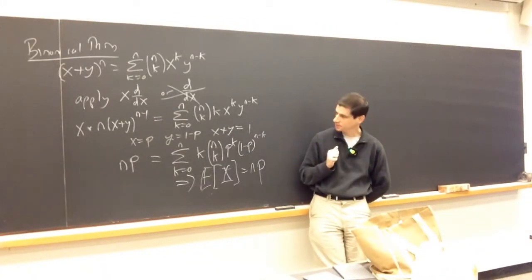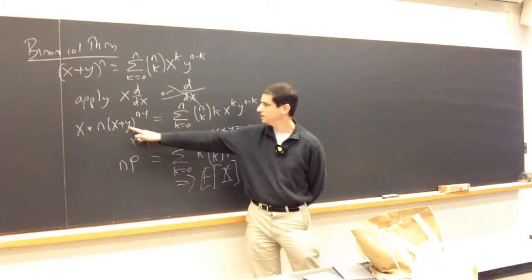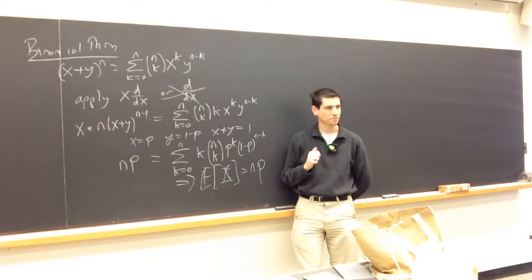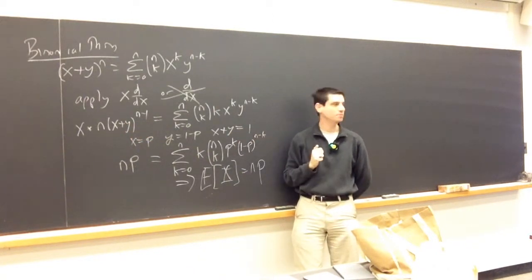So this, yes, did I make a mistake? From that left side to np. Because what does x plus y equal? x plus y equals 1. So 1 to the n minus 1 is just 1. So this equals exactly what we had before.